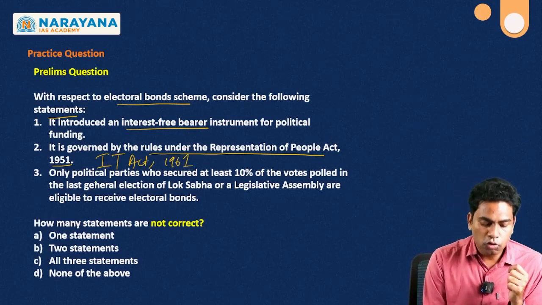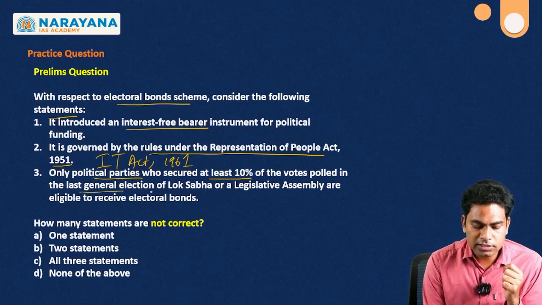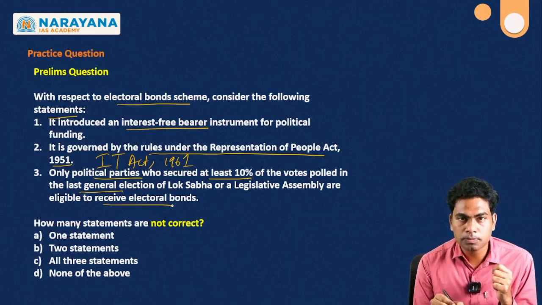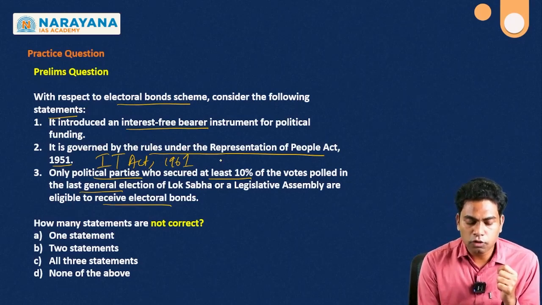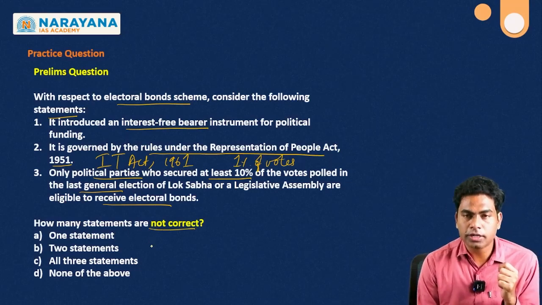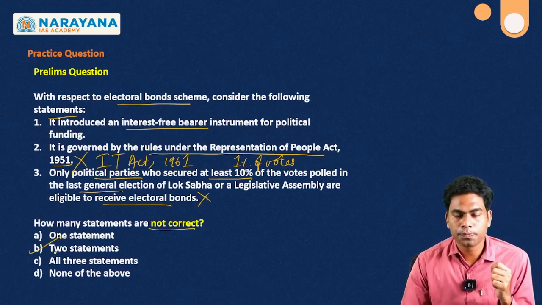Next, only political parties who secured at least 10% of the votes polled in the last general elections of Lok Sabha or Legislative Assembly are eligible to receive electoral bonds. This statement is false because the condition is at least 1% of votes. So, how many of the statements are not correct? We have seen the second statement is incorrect and the third statement is incorrect. So, the answer is 2 statements.